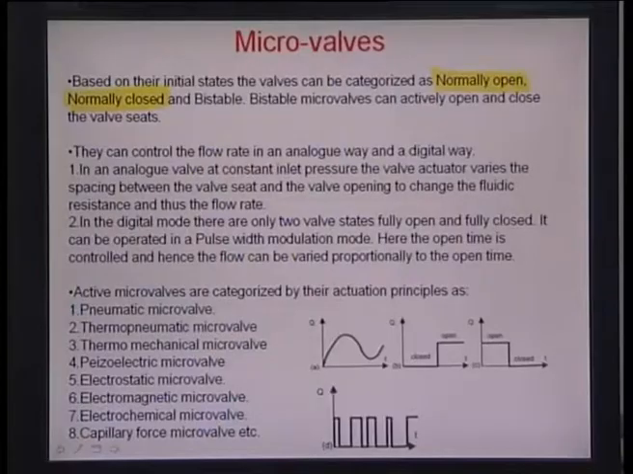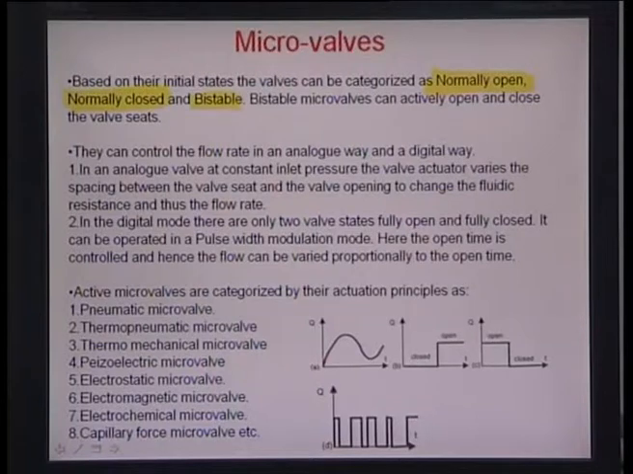So, you have three categories here: normally closed, where the valve normally opens after actuation; normally open, where the valve is normally open but it closes on actuation; and bistable, which can both close and open on some active energy being pumped in to the valving system of the valve seats.